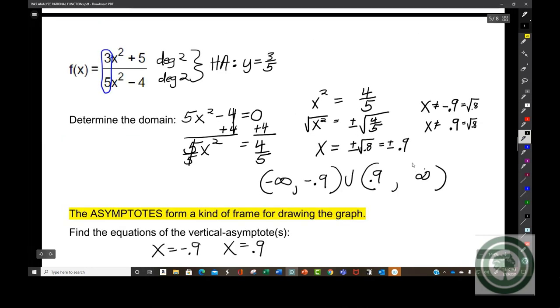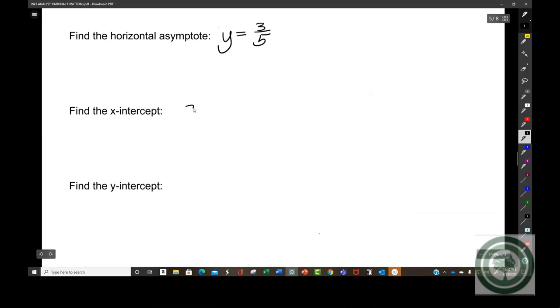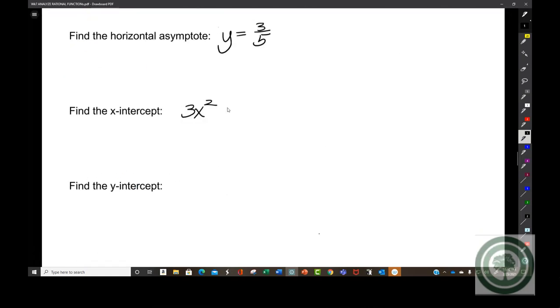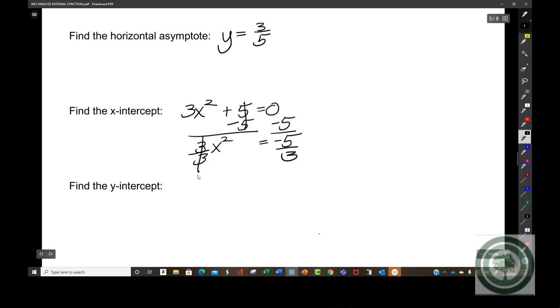The x-intercept, you take the numerator and set it equal to 0. OMG. 3x squared, these fractions. I'm gonna get a headache. 3x squared plus 5 equals 0. All right, x-intercept, minus 5, minus 5. We're going to have x squared equals negative 5/3. And then take the square root of both sides. And what do you have?